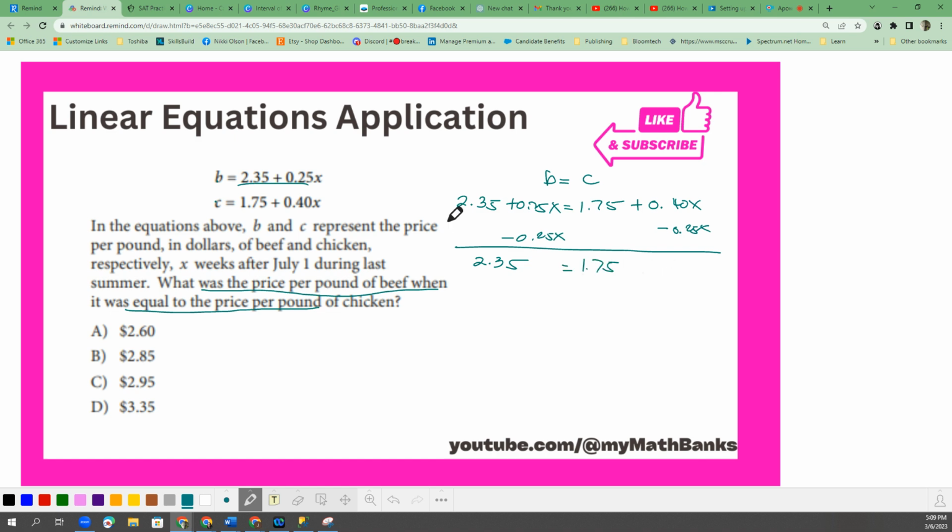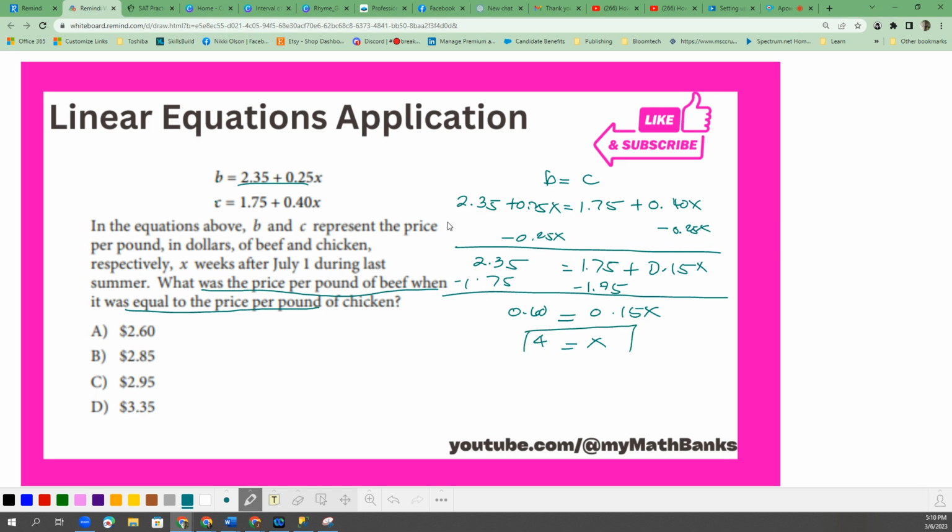I will have 2.35 equals 1.75, and 0.40 minus 0.25 is plus 0.15x. Then I'm going to subtract 1.75 on both sides. So now I would have 2.35 minus 1.75, that's 0.60 equals 0.15x. Therefore, if I divide both sides by 0.15, then x will be 4.